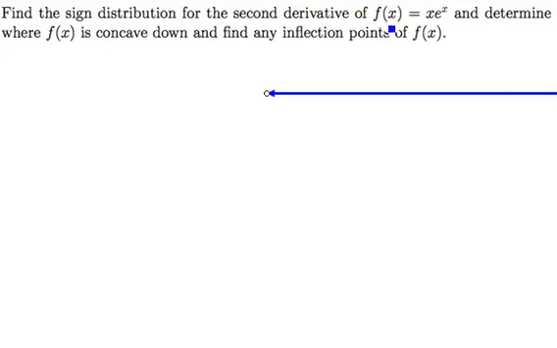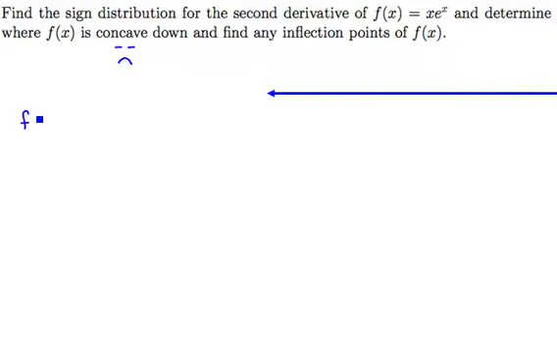Where the second derivative changes sign will be the location of inflection points, and the places where the second derivative is negative will be places where the function is concave down. So in this particular problem, the approach is going to be to find the second derivative of the function and create a sign distribution. All right, that's the approach.